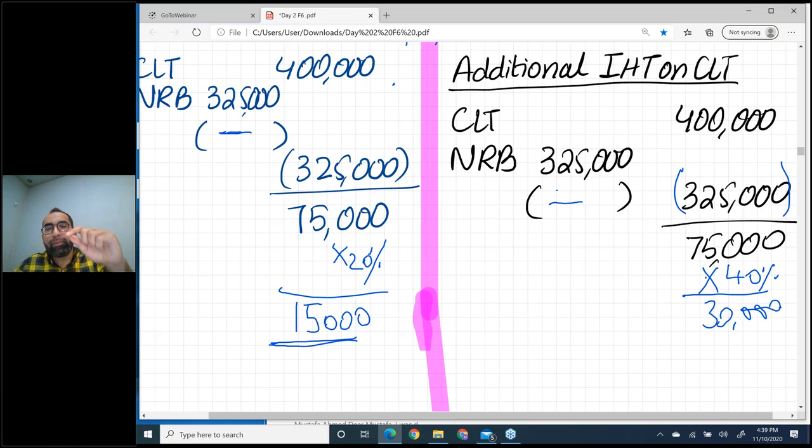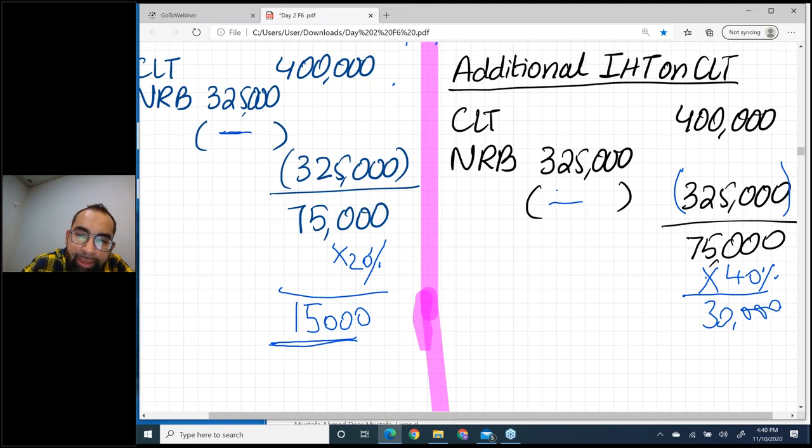Let's count. From 1st July 15 to July 16, 1 year. July 17, July 18, July 19, and there is no more July 20, because the person died in February 20. So it's more than 4 years and less than 5 years. So taper relief will be 40%. Between 4 to 5 years, taper relief is 40%.